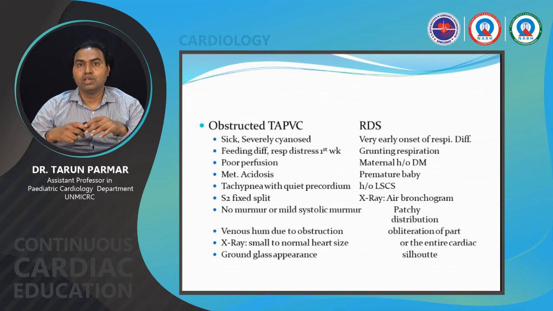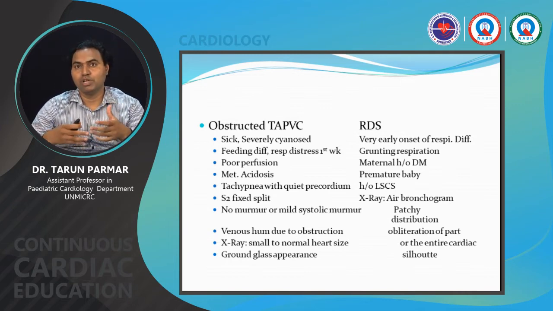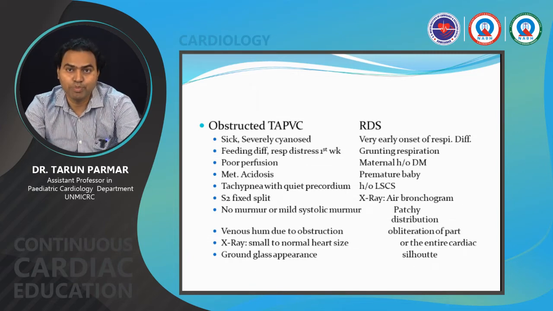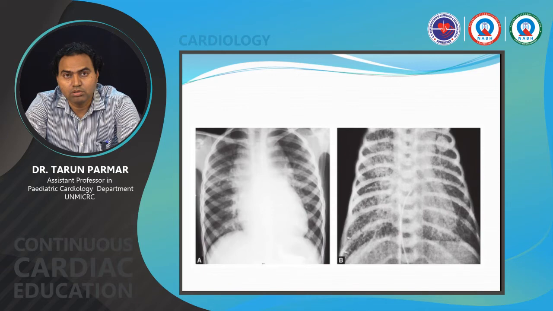In the RDS situation, this is very early onset respiratory distress, grunting respiration is there, maternal history of diabetes mellitus, premature baby, this will happen more commonly in premature babies, history of LSCS may be there, and on X-ray you can see air bronchogram, patchy distribution, then obliteration of the part of the entire cardiac silhouette. So the left side of the X-ray is the TAPVC X-ray, and the right side of the X-ray is the RDS situation. This is the ground glass appearance of the patient.